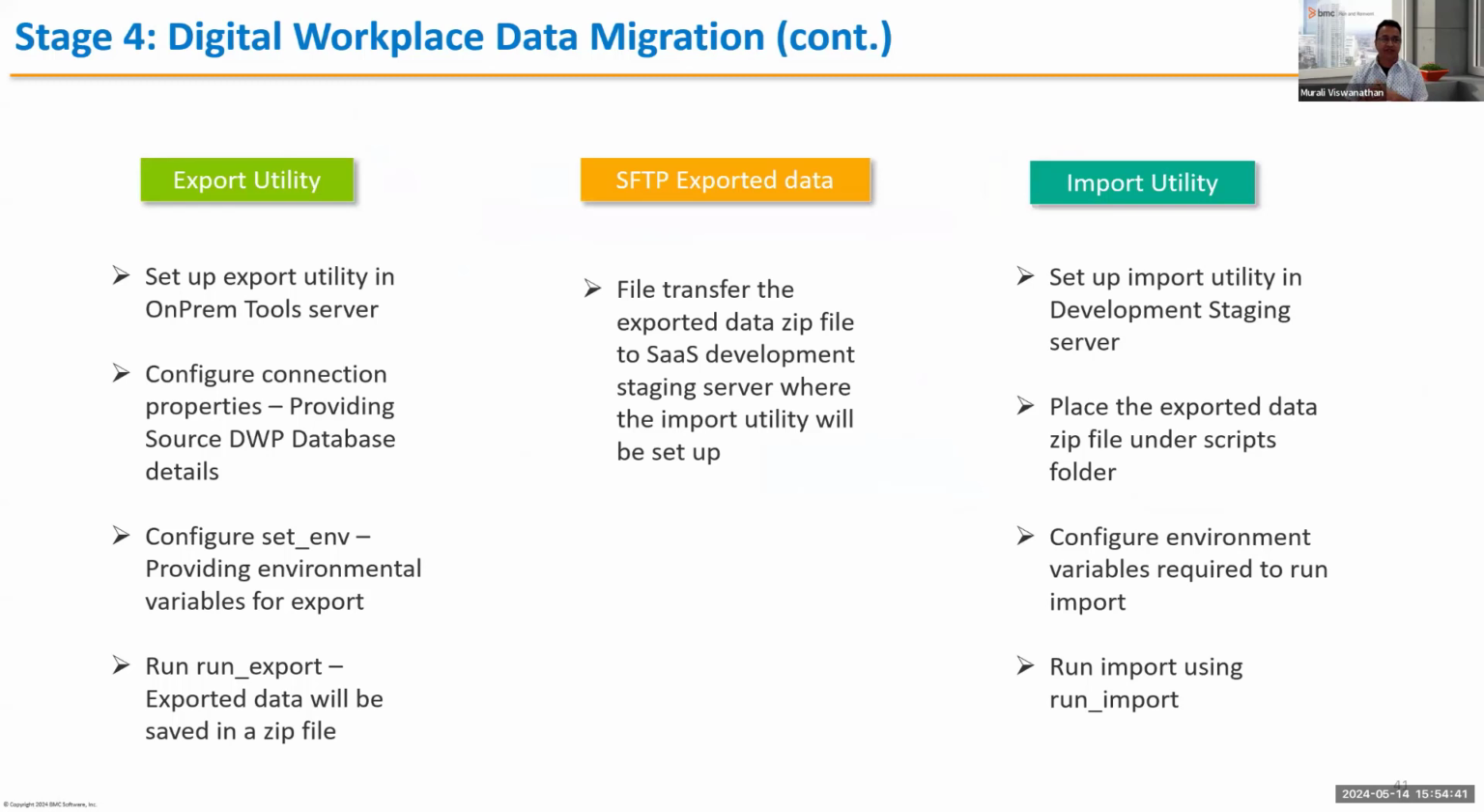So just a summary of that. Set up the export utility, configure the connection. We have connection properties available for all the 3 databases we support on-prem: SQL Server, Oracle, and Postgres. And you set up the environment variable configurations, then run the export. Those are the 4 main steps you'll be doing for the export tasks. Then you'll FTP, and once you have the data, you do the same thing. You configure it and then import it, and it'll be in a zip file, and once you import it, all the data will be available for you, and then you can validate it.